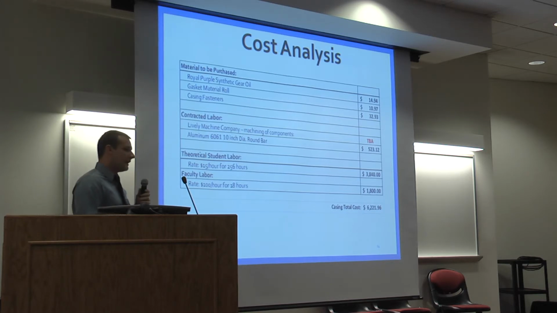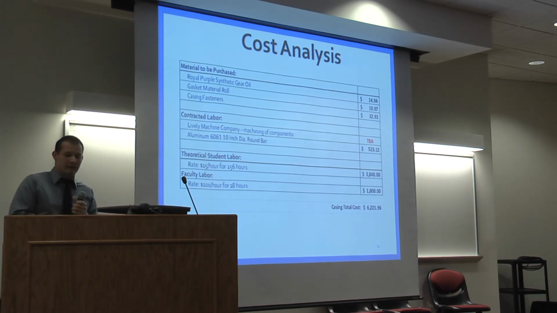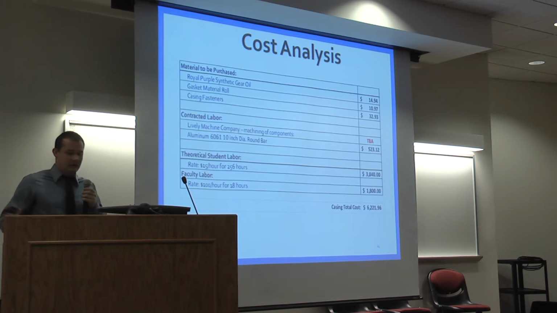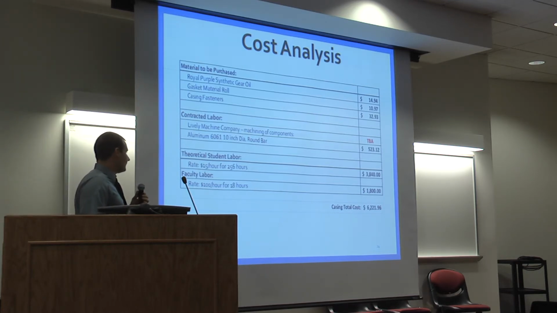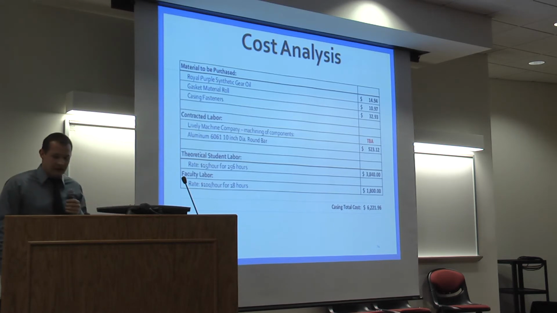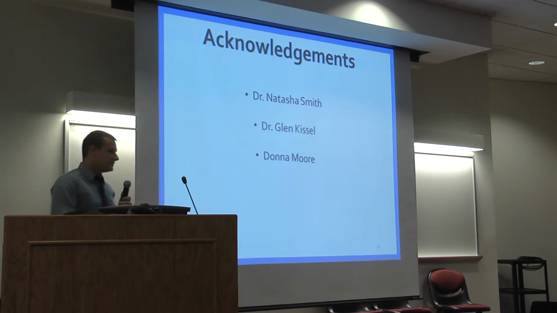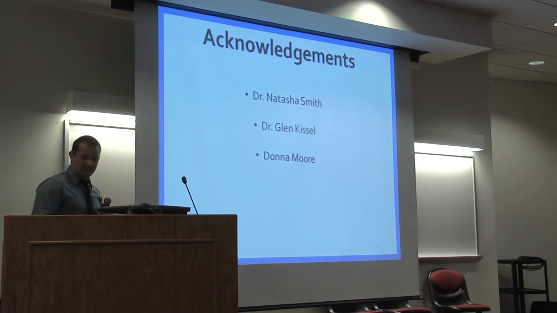This slide shows our cost analysis for the senior design project. This includes materials to be purchased, contracted labor through Lively Machine Company, and a theoretical student and faculty labor, with the contract labor still being requested. The total thus far is $6,221.96. I'd like to acknowledge Dr. Natasha Smith, my faculty advisor, Dr. Glenn Kessel, and our USI Secretary, Donna Moore.